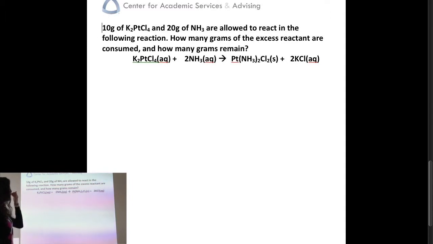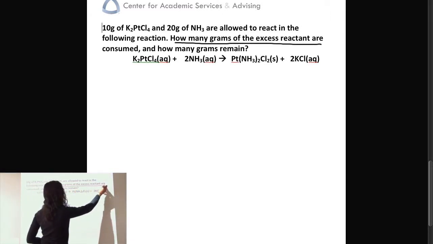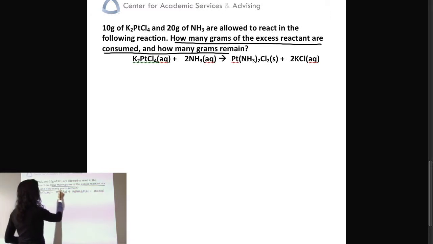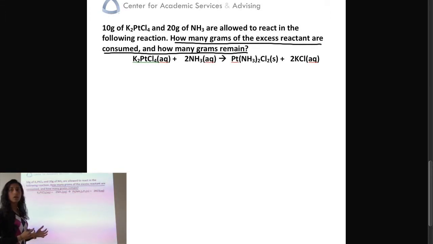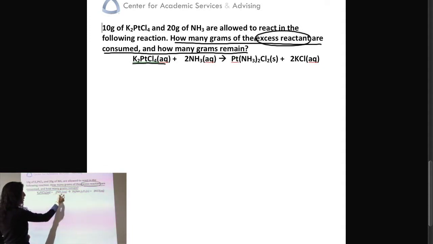This week we're working on a relatively challenging stoichiometry question, and it is asking if you mix 10 grams of K2PtCl4 and 20 grams of NH3, how many grams of excess reactant would be consumed and how many grams of it would remain. So I guess here's the main question. In the first part, we just want to figure out which one is our excess reactant. Is it going to be K2PtCl4 or NH3? Let's go ahead and do that.